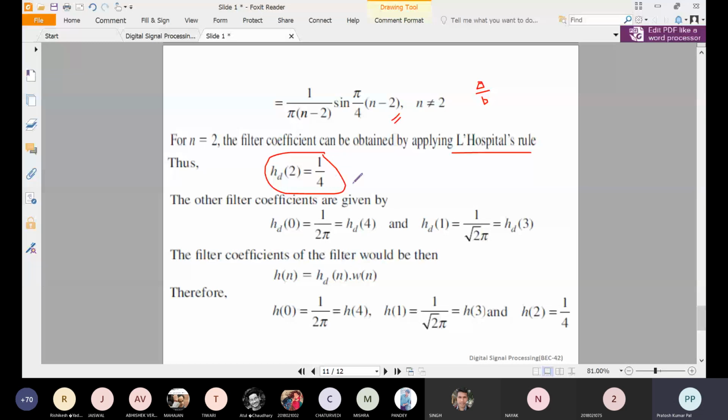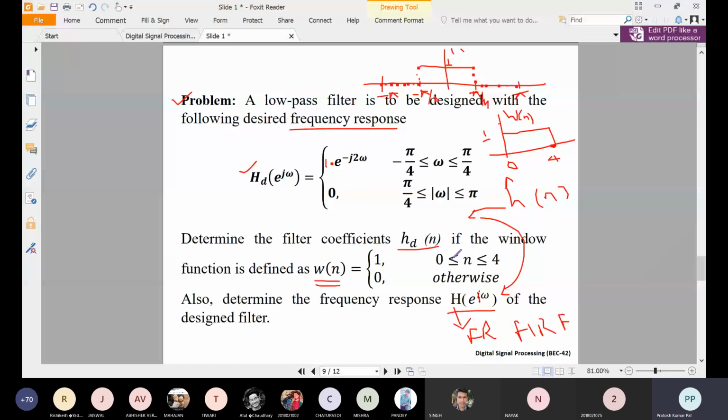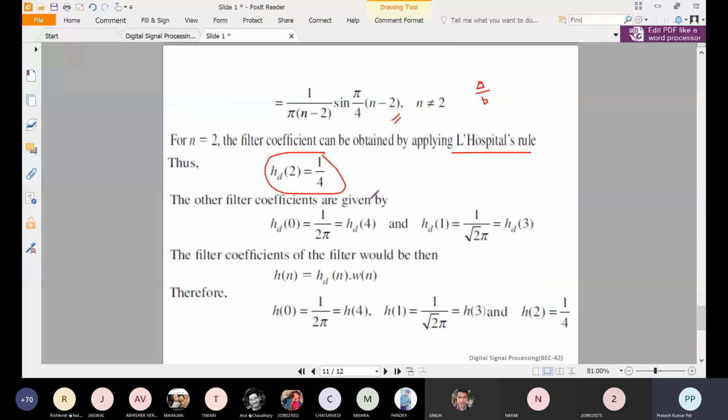So all the coefficients of the hd of n value we can find out. Once we put 0, we get hd of 0, and that hd of 0 will be equal to hd of 4. Why is it so? Once we put in the different values of hd. Here we consider only up to 4 because once we multiply this hd of n with w of n, we will get only the values ranging from 0 to 4. That's why it calculates only this value from 0 to 4.